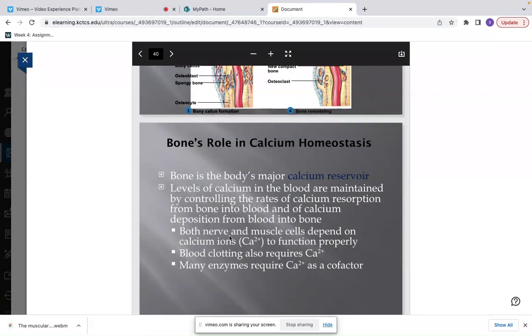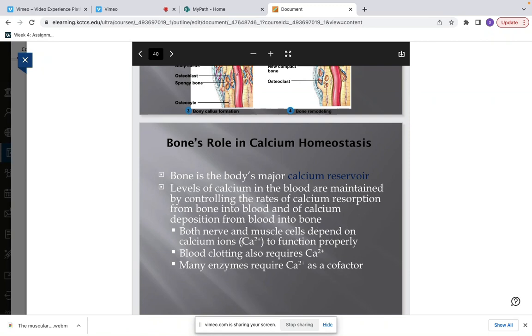It's also important to know, and again, I think this is pretty self explanatory, that bone is the body's major calcium reserve. This is why it's very important for you to take in sufficient amounts of vitamin D and calcium in order for bone growth to occur and to prevent bone breakdown, right? So, calcium is needed for a bunch of different things. It's part of blood clotting, but what you will learn in the next muscle lecture is that both nerve and muscles depend on calcium.